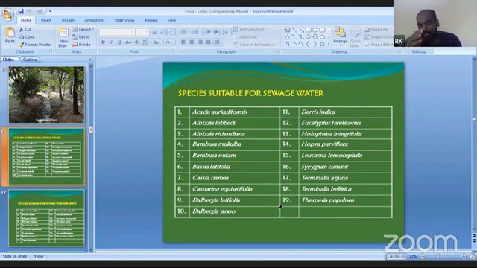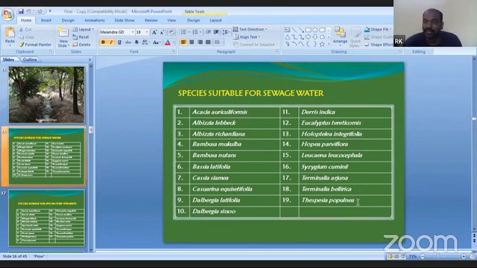I already presented some PowerPoint. So that area is sewage. Suppose our land is covered with sewage water like that. So what trees are suitable? These 19 tree species are suitable. These are the tree species.